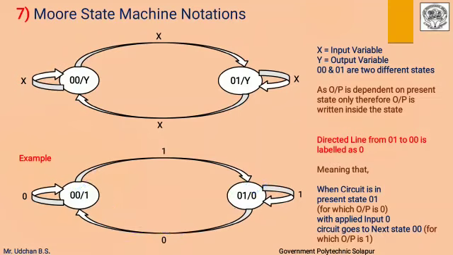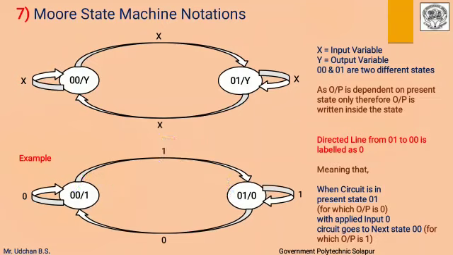Similarly, if we observe the directed line from 00 to 01, which is labeled as a 1, we can read this as when the circuit is in present state 00, for which output is 1, with applied input 1, it will move to the next state, that is 01, for which the output is 0.